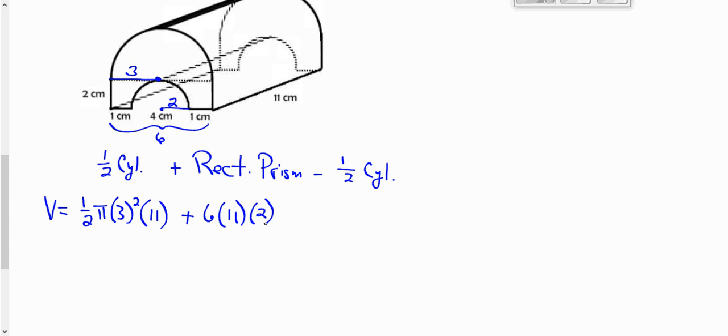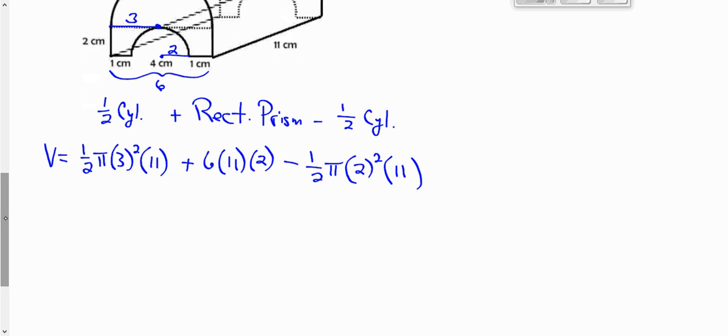Yeah, so either way, right? Okay? Minus, you're not adding that cylinder in the bottom, right? Minus what? What's it going to be here? 1/2 pi 2 squared times 11, right? Notice 11's the height for all of them. It can be a little confusing, right? Because they all have their little individual heights and stuff, right? But then the height of the prism is that full length there. Okay. You get it now?